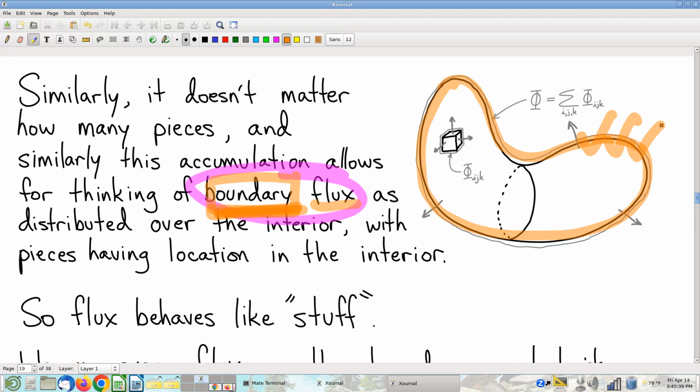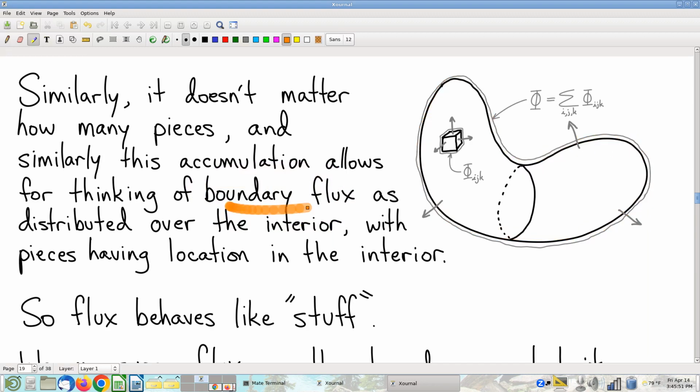I want to encourage y'all to try to disregard those suggestions in terms of how you actually think about boundary flux. I want to encourage you to think of boundary flux as actually being distributed over the interior, in the same way that mass is distributed over the interior, or a population of mosquitoes flying around inside of a whatever. It's a stuff that exists and is distributed throughout the interior. Now, I know that sounds weird.